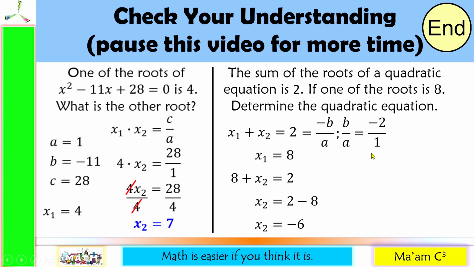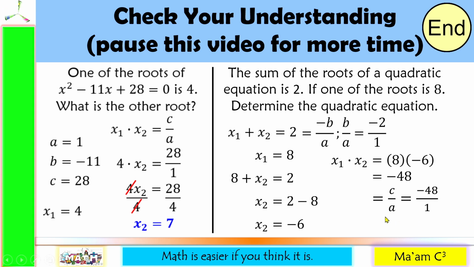Now, for the product of the roots, that would be x of 1 times x of 2. I already have it here. 8 times negative 6, and that will give me negative 48. And this is equal to C over A. The product of the roots is equal to C over A. And negative 48 can be expressed as negative 48 over 1. So my C is negative 48 and my A is 1.